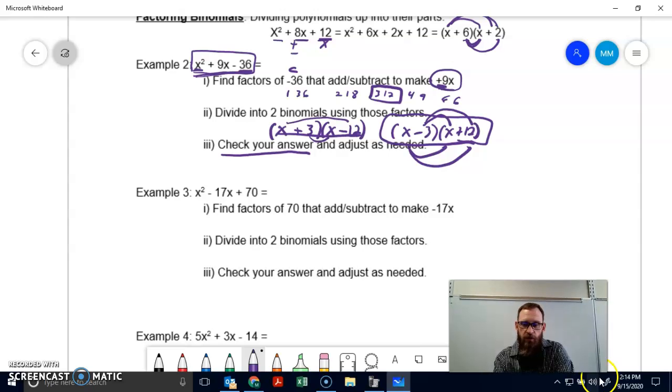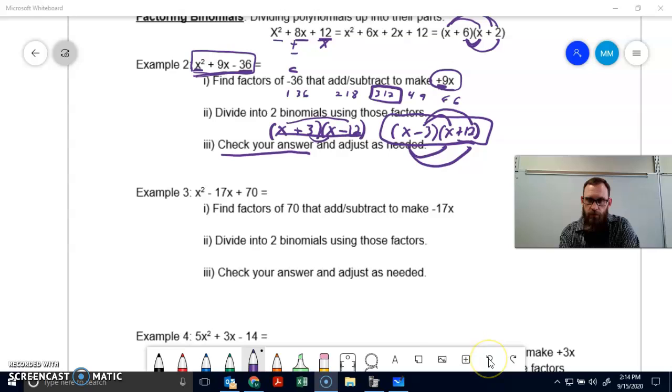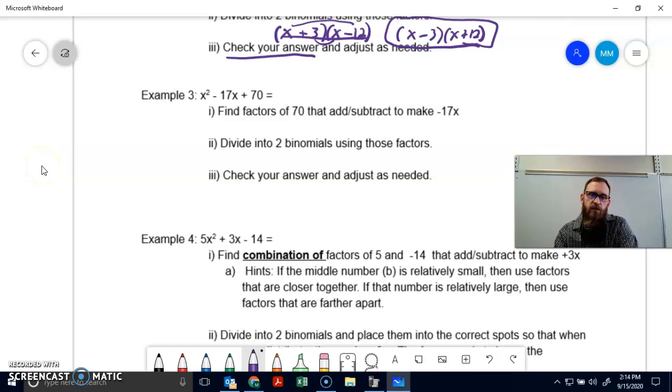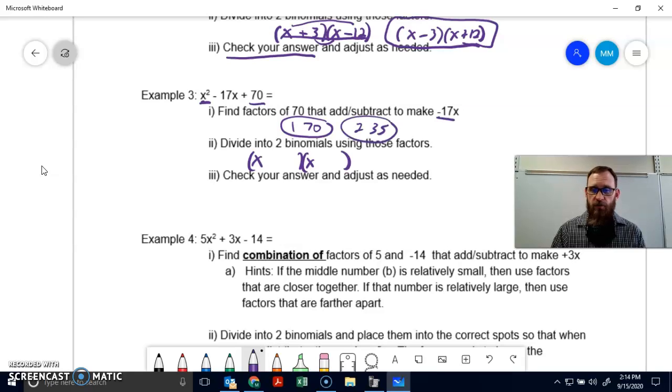Okay, now I'm on to number 3. Let me get rid of some of those. On to number 3. I'm going to try to do the same thing, same exact type of example, only with 70. So again, this x squared is easy. I know that it's going to be x times x in the first parts, at least for these easier ones. I'm looking at 70. How do I break up 70? Well, there's only a few options. 1 and 70, but 1 and 70 don't make 17. 2 and 35, but those don't add or subtract to make 17. But if I did 10 and 7, I could get 17 out of that.